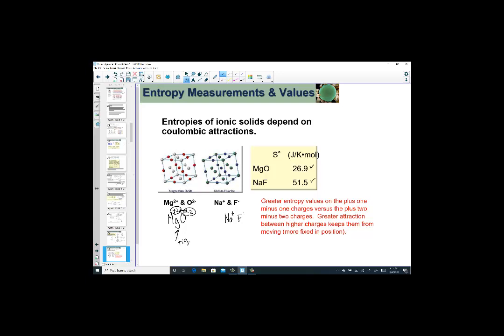Therefore, it has a tighter bond. They're closer together, and therefore that keeps them from moving. They're in a more fixed position. The higher the charge, the more rigid their bond. Whereas with +1 -1, they're less fixed, more able to move in position. So they're held less tightly and therefore have a greater entropy. So the higher charge means a more fixed position, can't move, and therefore lower entropy than salts that have lower charges.